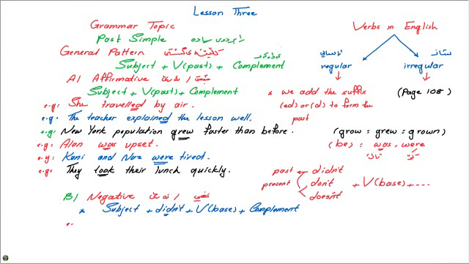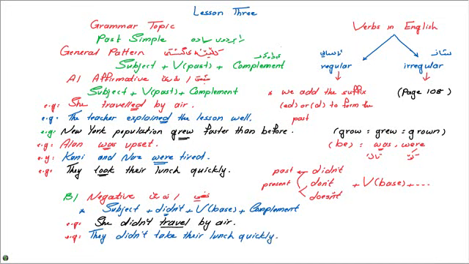Let's take the first sentence: She traveled by air. If we change it to negative we say, she didn't travel by air. Didn't travel. Or we can say, they didn't take their lunch quickly.